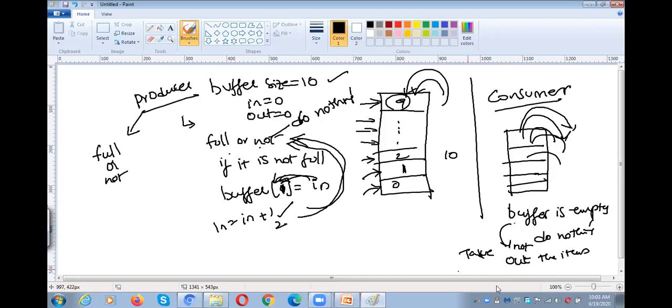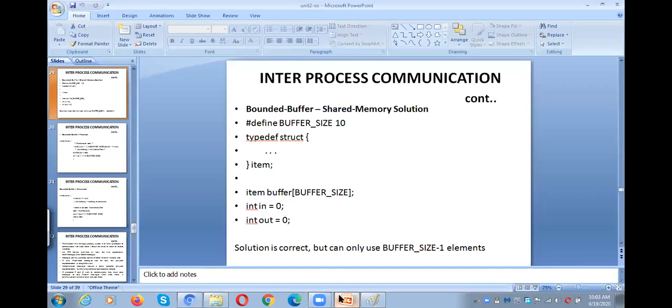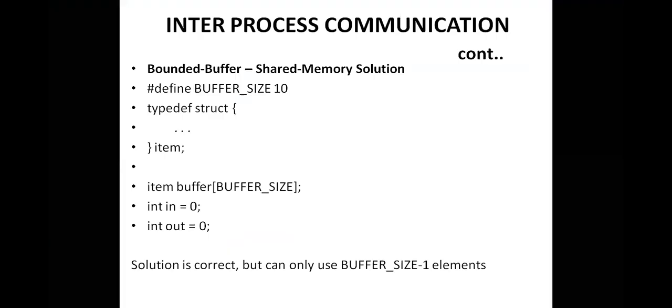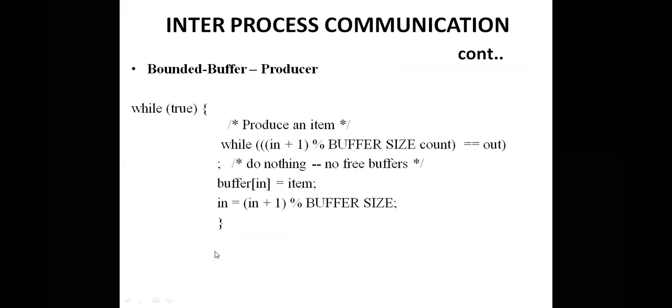So we'll go for the code now. As I said, observe the cursor: the buffer size is 10, and the variable value in is set to 0 and out is set to 0. Remember this point. And the next one, this is the producer code.